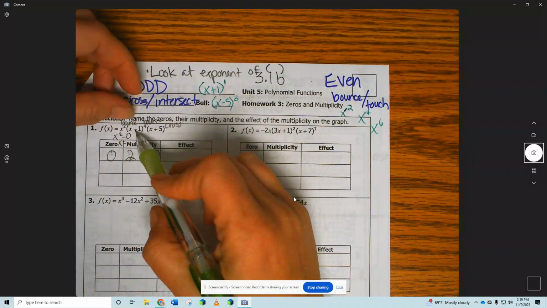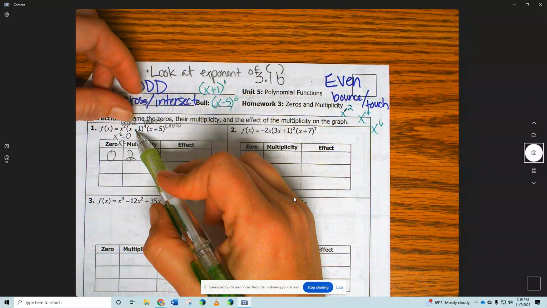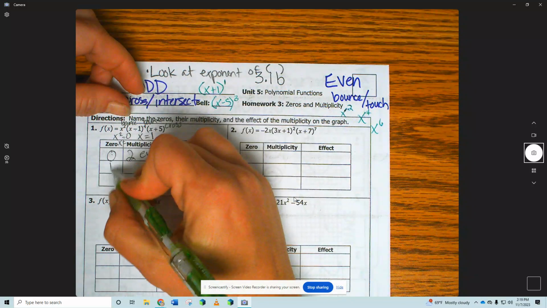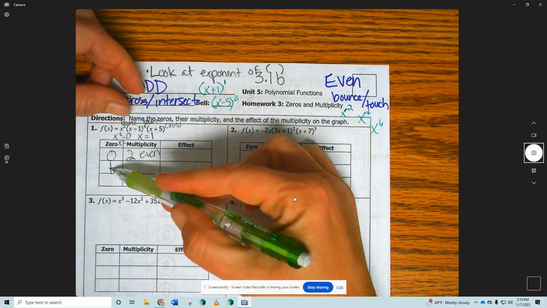What's the 0 on this one? When you set it equal to 0, x minus 1, what's that? X equals what? X equals 1. Put that as your 0. The 0 is 1.